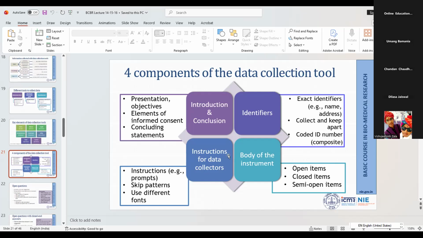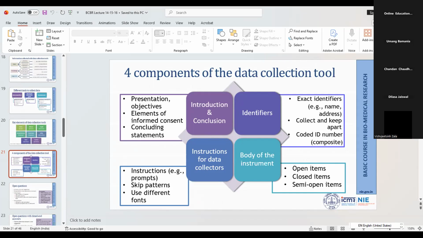Third is instruction for the data collector. The person who is going to collect data, the field workers, for them there will be instructions. It should be given in the data collection form. Some prompts and skip patterns, like if the answer to question 12 is yes, then go to questions 13 and 14, and if the answer to question 12 is no, then jump to question number 15. This is called a skip pattern. Then use different types of prompts according to the importance of the question or topic.